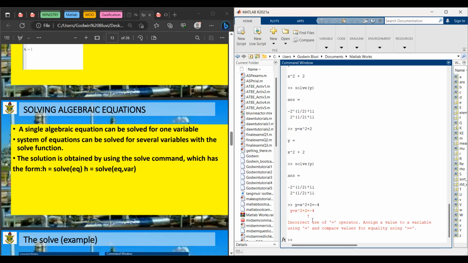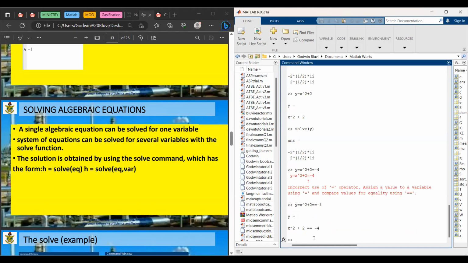Let me press enter for this. You see, incorrect use of the equal to operator. Assign a value to a variable using equal to and compare values for equality using double equal to. So you see, once you want to solve something, once you want to equate the left-hand side of an equation to a right-hand side of an equation, it must be double equal to. Do we get what I said? Saba, do you understand now? Yes, Saba, yes, please. I get it. I get it. Okay.